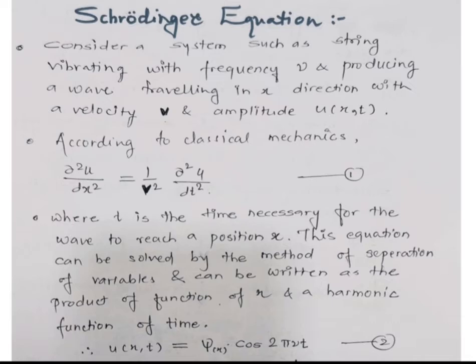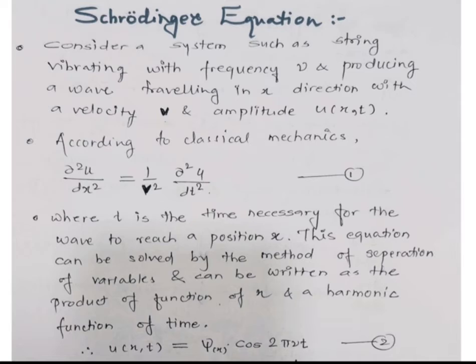So simply, in classical mechanics the equation is given as del square u divided by del x square. Here u is the amplitude, x is the distance, is equal to 1 upon v square, where v is the velocity, into del square u divided by del t square. Here t is the time which is necessary for the wave to reach the position x. So this is the equation which is taken from classical mechanics. This is our equation number 1.